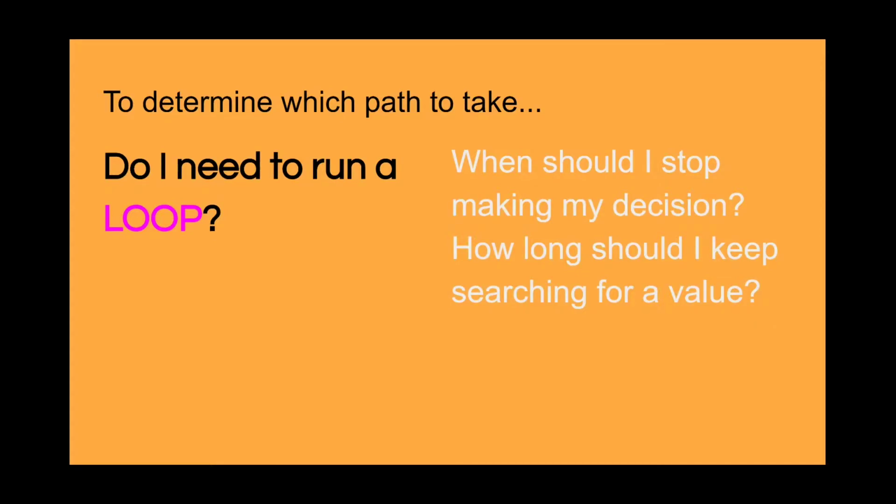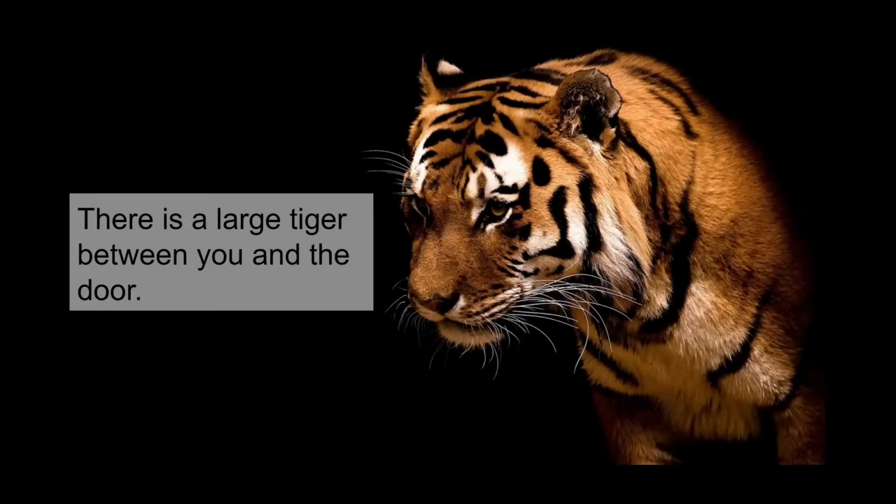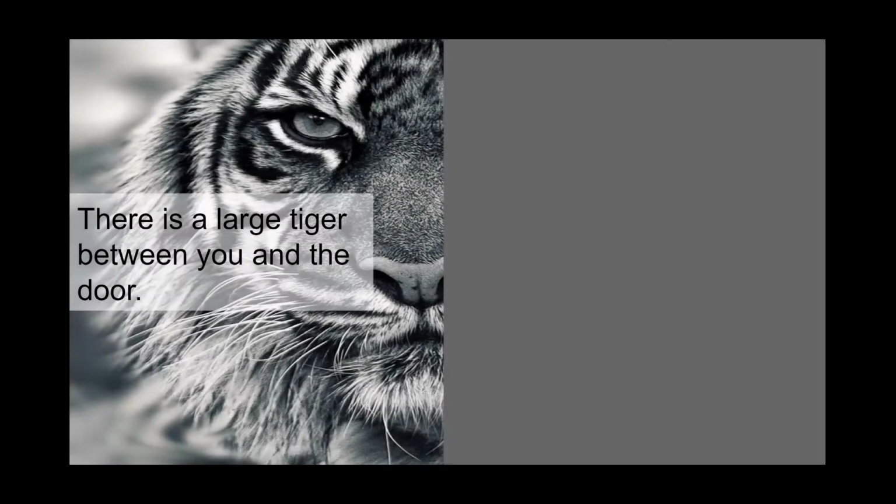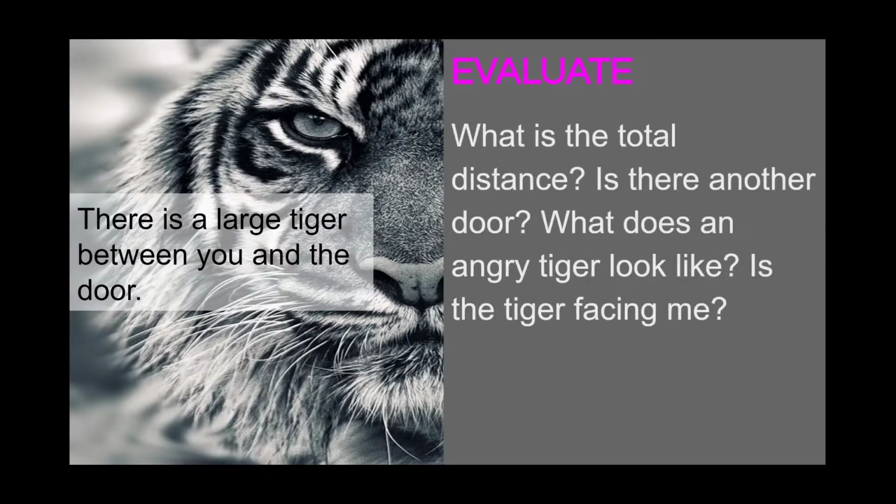So why don't we take a look at some next slides, and in this case, we're gonna use a silly analogy to understand how if-else conditions work. Let's pretend that there's a large tiger between you and the door. And if there's a large tiger between you and the door, the first thing you need to do is evaluate. Well, we say, what is the total distance between this tiger and the door? Is there another door? What does an angry tiger look like? Is the tiger facing you? So all of these are conditions that you must first evaluate.